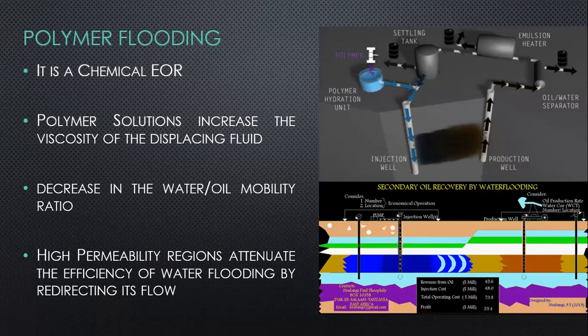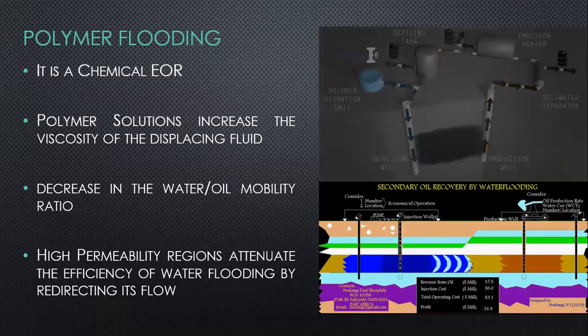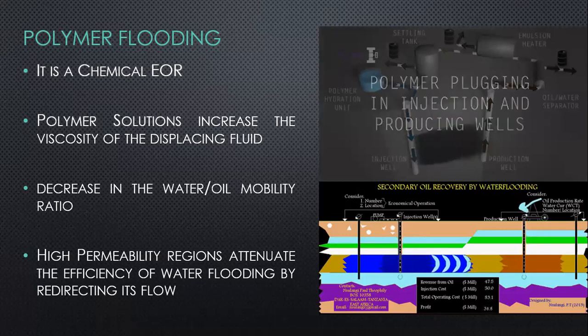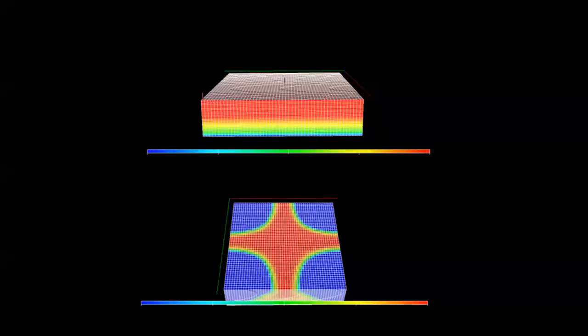The polymer flooding is used in several cases. One of these cases is high permeability regions, because these high permeability regions attenuate the efficiency of the water flooding by redirecting its flow. Here we can see the result of the reservoir under the action of the polymer flooding, where it has a more saturated water sweepage.